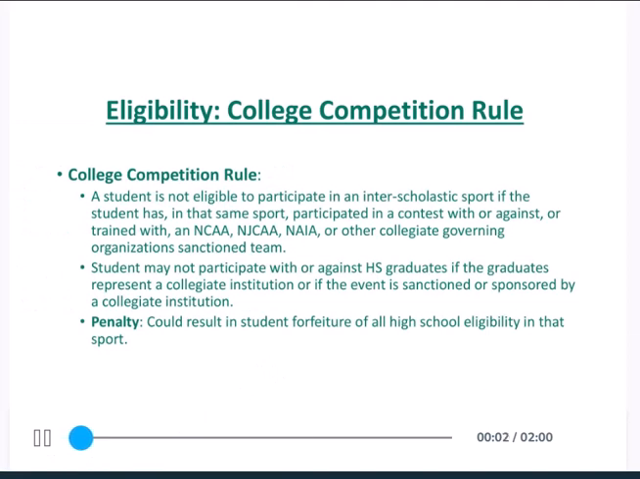One of the lesser known parts of the Iowa Code of Conduct is the college competition rule, which can be phrased, "Don't play up." What all athletes need to know about this rule is that it can end a high school student's eligibility for their entire career. If a student chooses to play in a college scrimmage, a college game of any type.